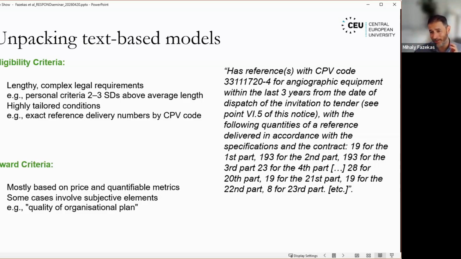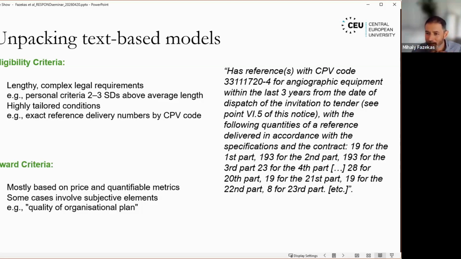I just pulled out one Hungarian example. There is this CPV 33, some sort of healthcare stuff, angiographic equipment. I have no idea what that is. But the funny part is the bottom of the paragraph. Only those companies can bid which have delivered 119 of the first part of the product, 193 of the second part, and 28 of the 20. You see, it's extremely specific.